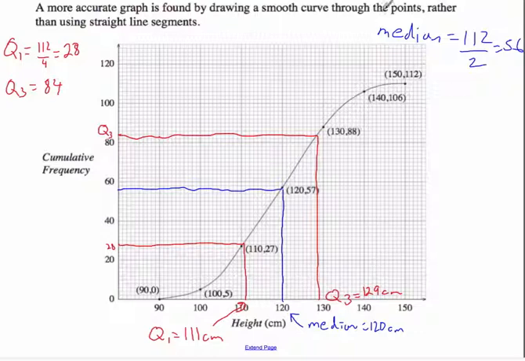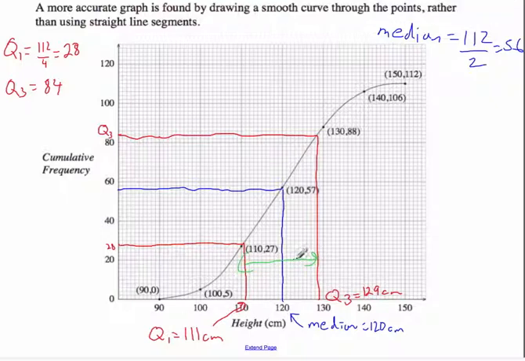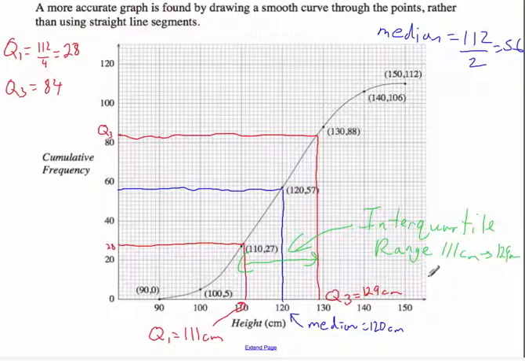And between these two, quartile 1 and quartile 3, that's your interquartile range. Interquartile range. That's the middle 50%. So 50% of the class is between 111 centimeters and 129 centimeters. So the interquartile range is 18.